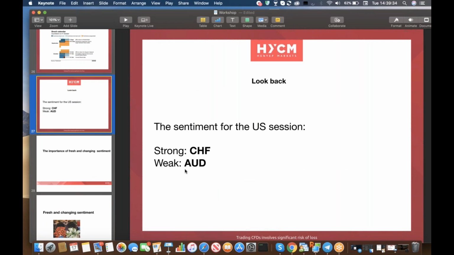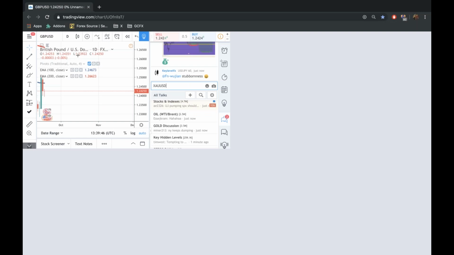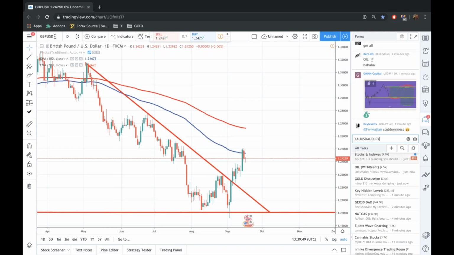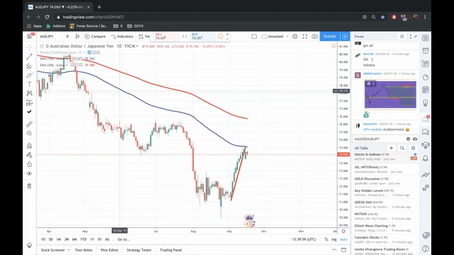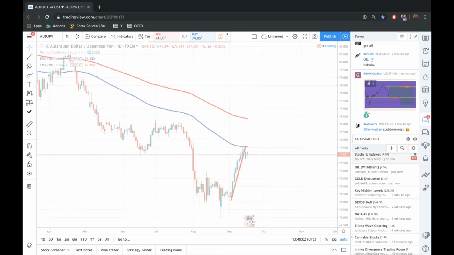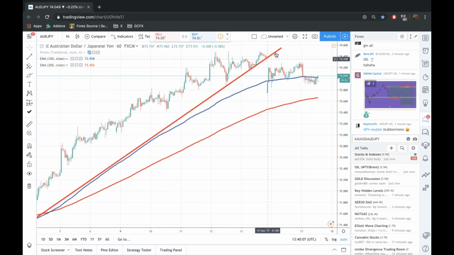Sentiment for the US session, again, I was thinking weak Australian dollar, strong Swiss franc. The other currency pair you could use is Japanese yen. So if we just go back to this currency pair, let's look at the Australian dollar, Japanese yen. So there we can see that break of that descending trend line.